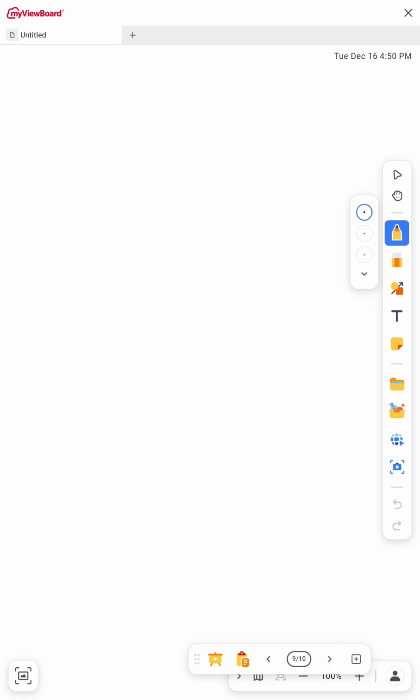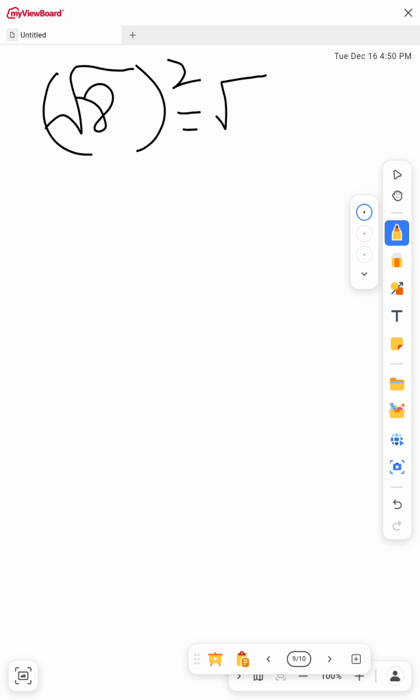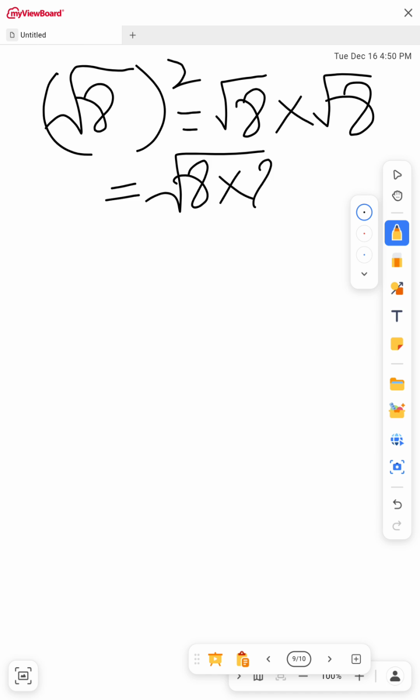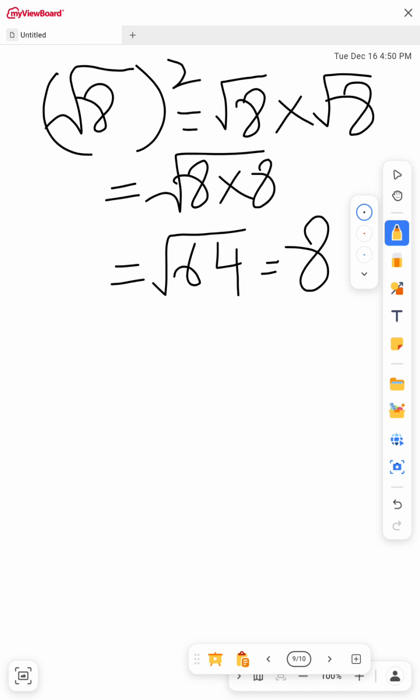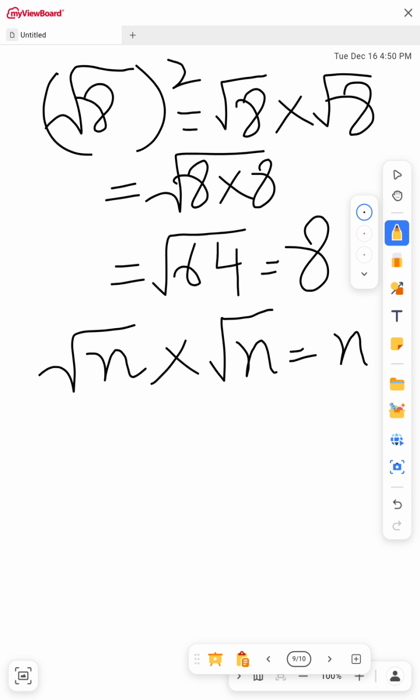Now let's move on to the next question. Square root 8 whole squared. How am I going to solve this? Square root 8 squared means square root 8 into square root 8. So that is equal to square root of 8 into 8, which is square root 64, and that is equal to 8. Now you should know that square root n into square root n is equal to n. This is the general formula.